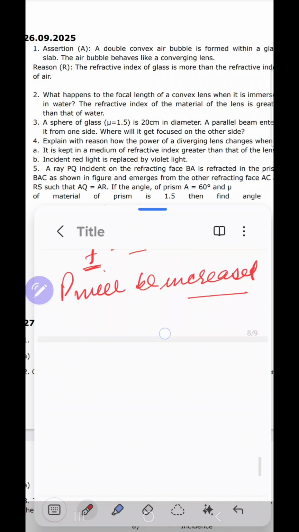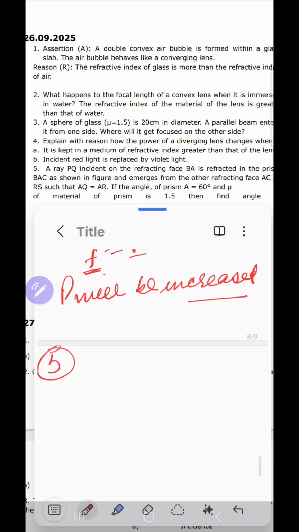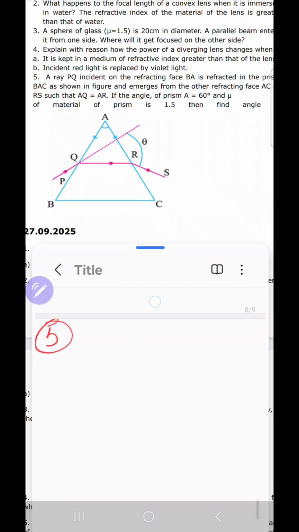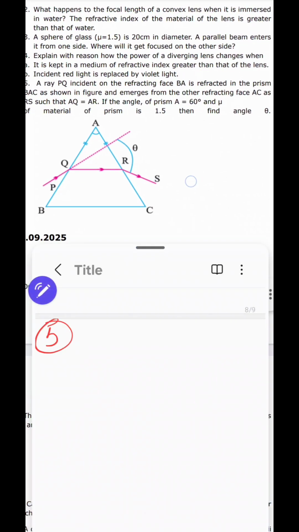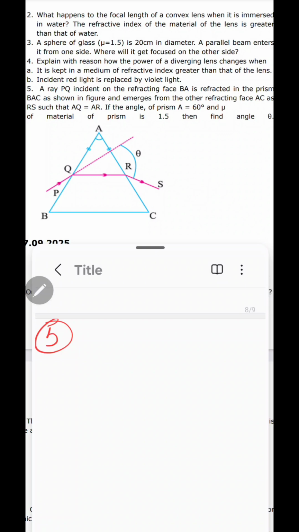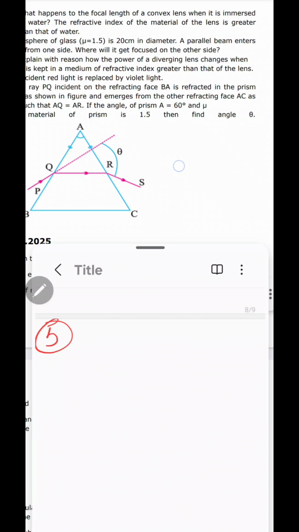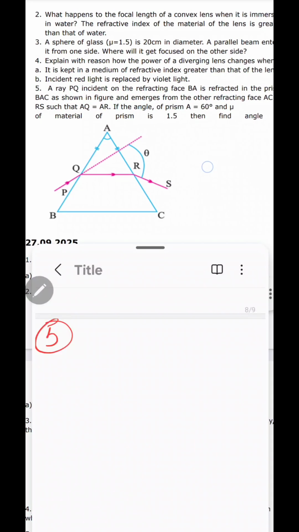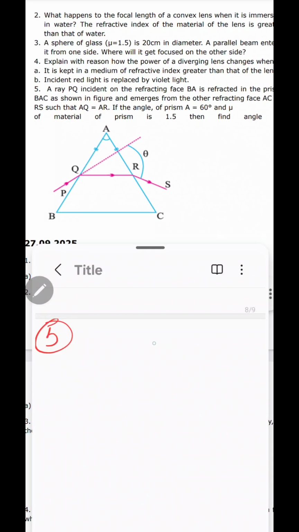Now last question, question number 5. Question number 5 is, a ray PQ is incident. This diagram is there. A ray PQ is incident on the refracting face BA and is refracted in the prism BAC as shown in the figure. It emerges from the other refracting face AC as RS such that AQ is equal to AR. So here some conditions are given.